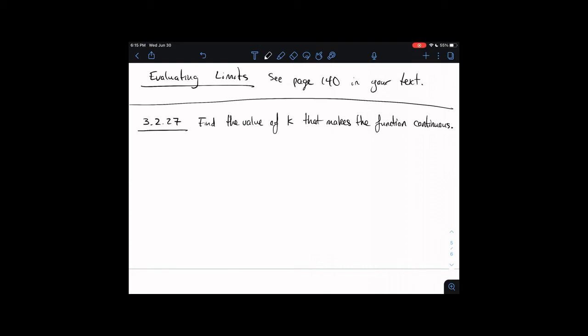All right. So what is continuity? I don't want to go too far into it, but in simple terms, a function is continuous if you can draw it without picking up your pencil.